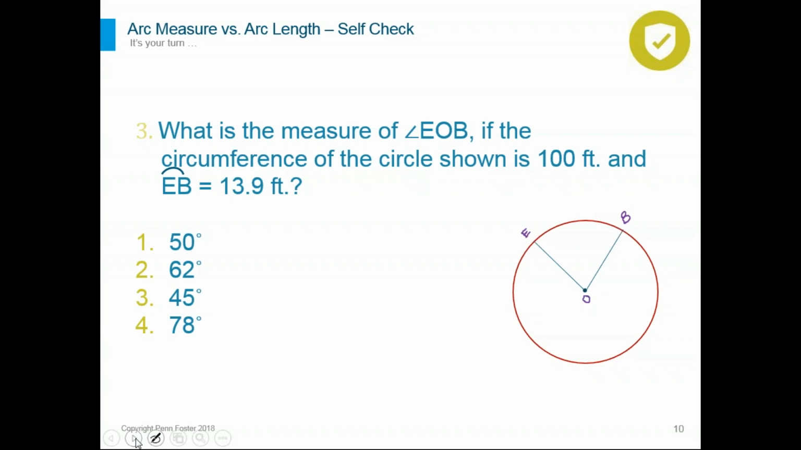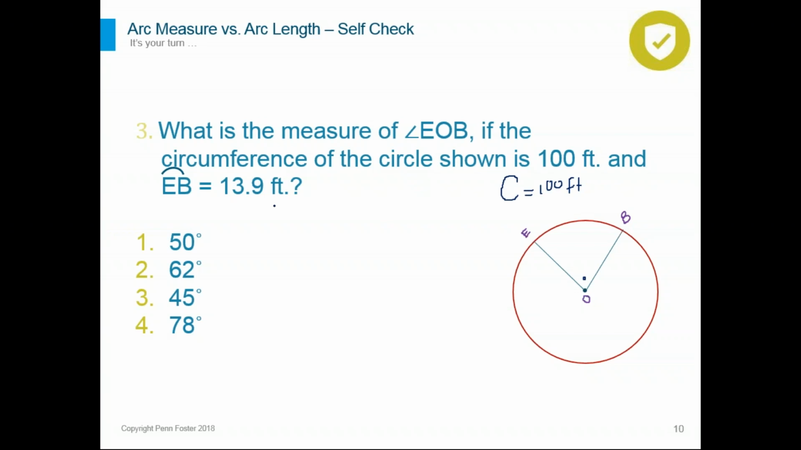What is the measure of angle EOB? So once we are given or asked a question, from the wording of the question, because it's geometry, it deals with figures, I want to point at the angle. EOB is here. In my mind, I know it's a central angle. I may have to use that fact later. If the circumference of the circle shown is 100 feet, so C, circumference, equals 100 feet, that's given.